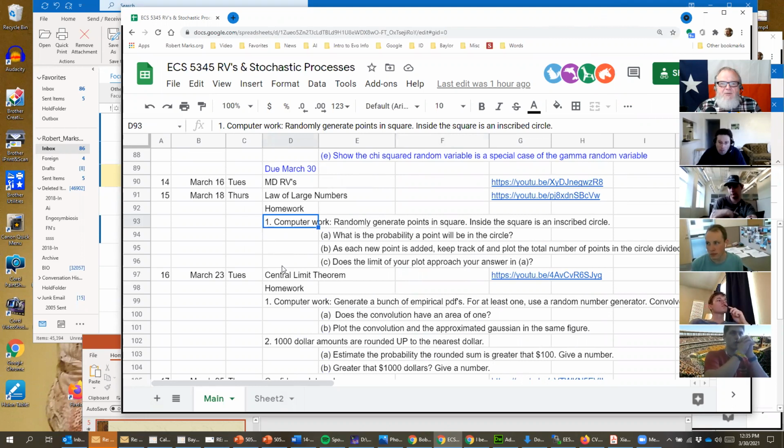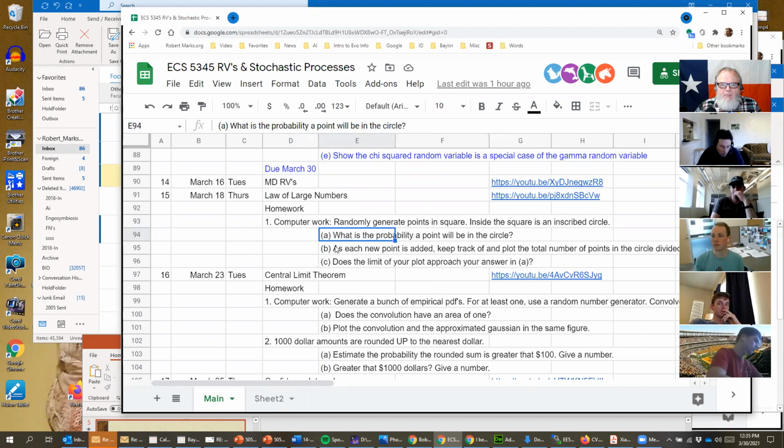So I would like you to do the following. I would like you to, as it says here, randomly generate points in a square, and inside the square is an inscribed circle. So the circle touches the 4 faces of the square. Does that make sense? Now, if you look at the ratio of the area of the circle to the square, you'll get the probability that if you choose a random value in that square, that you'll hit the circle. So I want you to find out what the probability a point will be in the circle.